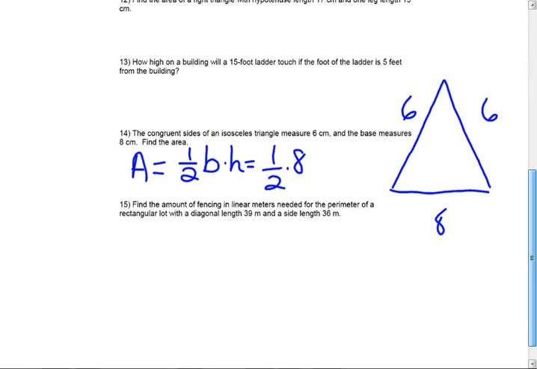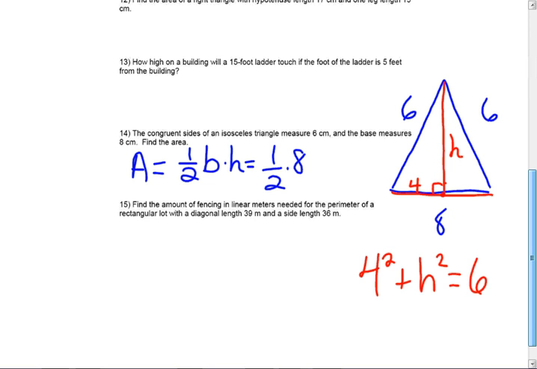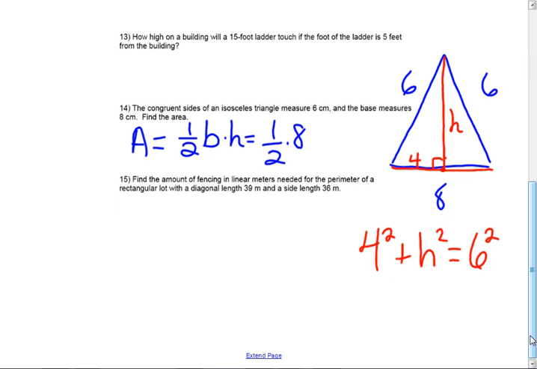You have to draw the height in. And the height is always perpendicular, which we've talked about. You should know it. But what you don't know is that it bisects this side. So this is 4. So there's h. So 4 squared plus h squared equals 6 squared. Can you find h? Yes.